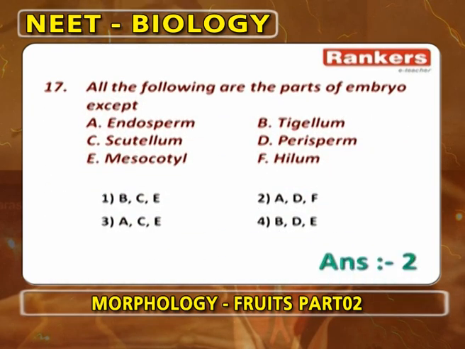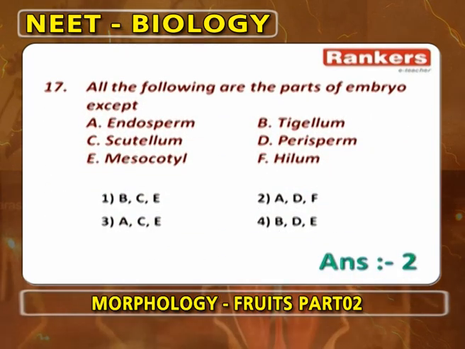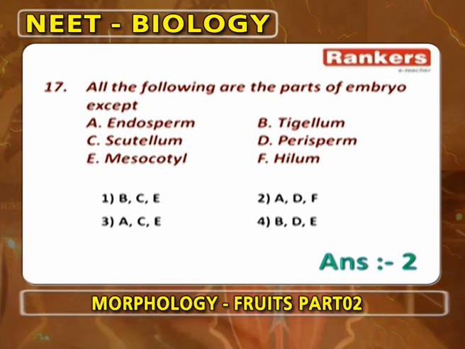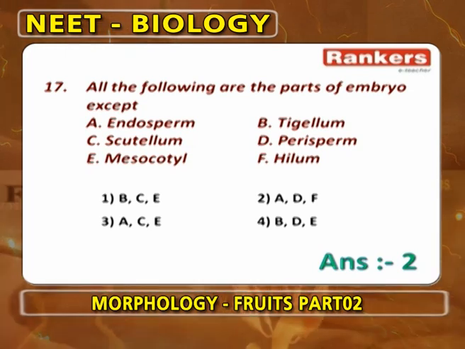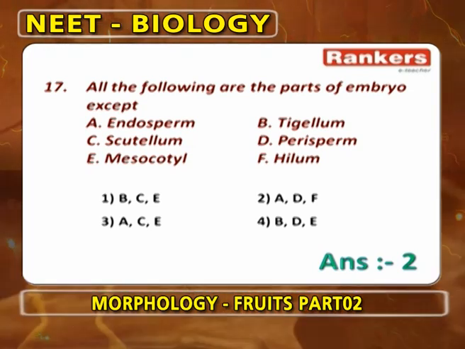Next, all the following are the parts of embryo except: endosperm, tigellum, scutellum, perisperm, mesocotyle, hilum. This is regarding the structure of dicot seed and monocot seed. Here answer is 2, A, D, F.